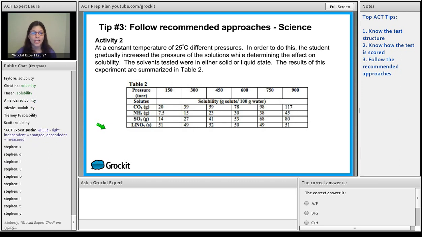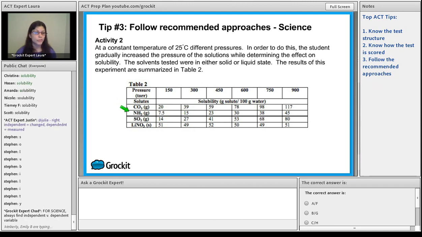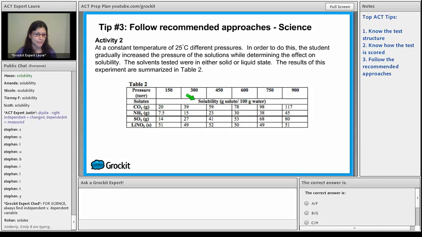Now, technically, another independent thing that they're doing is they're changing the different types of solutes. So you could add that in terms of independent. But the dependent variable remains the same among the two experiments.